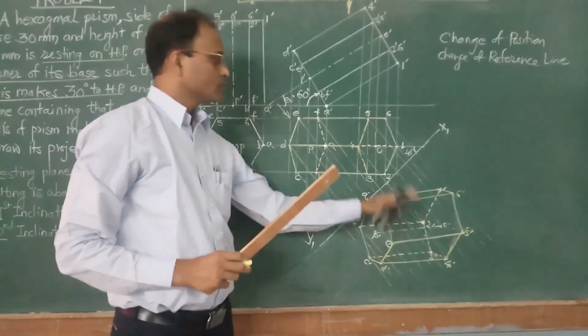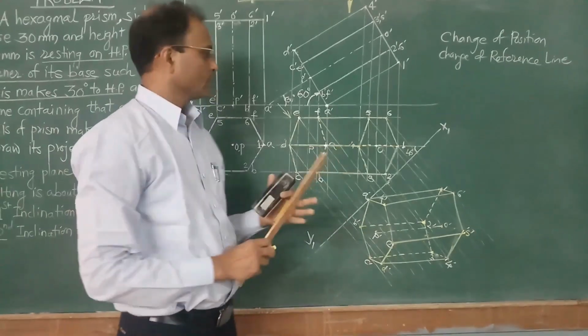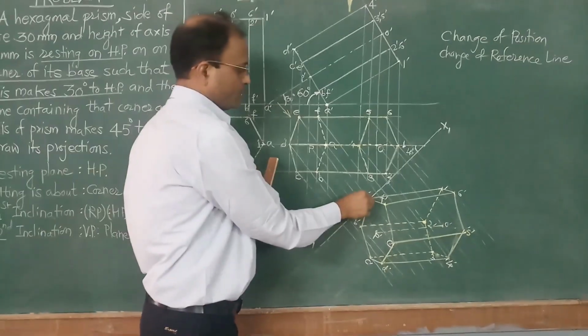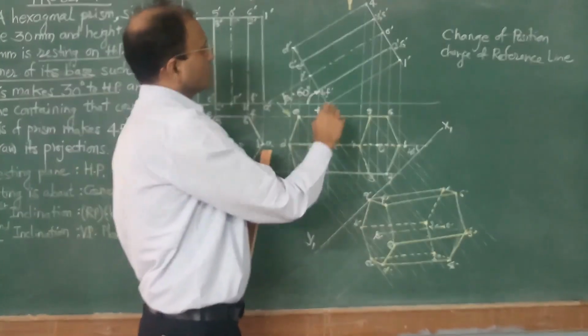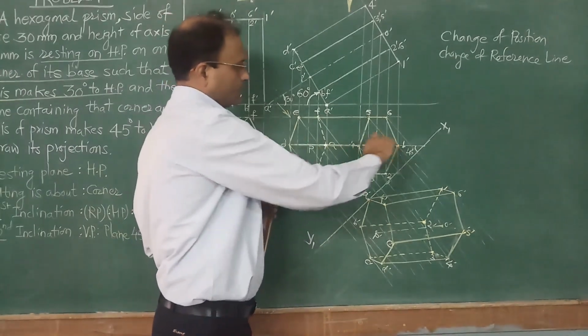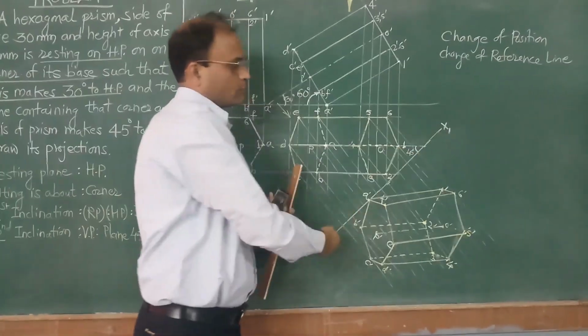So these two views satisfy both the conditions, that corner is on HP, axis making 30 degree, and the plane containing axis and that corner making 45 degree with V.